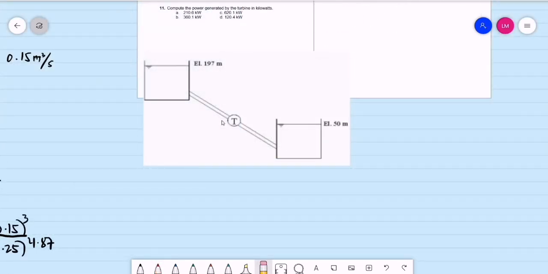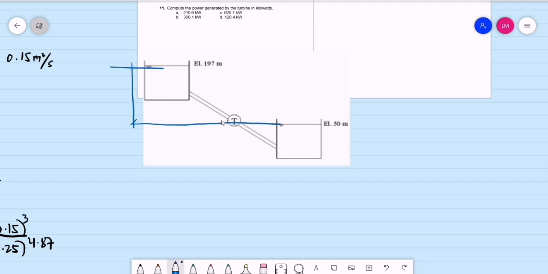For question number 11, compute the power generated by the turbine in kilowatts. To compute the power generated by the turbine, we need to determine the head extracted by the turbine. We can use the energy equation. So let's say this lower reservoir is our reference.